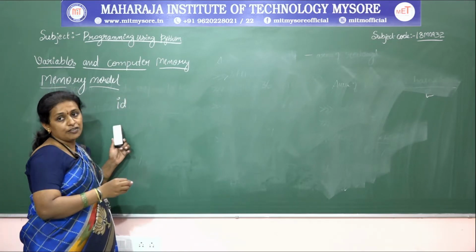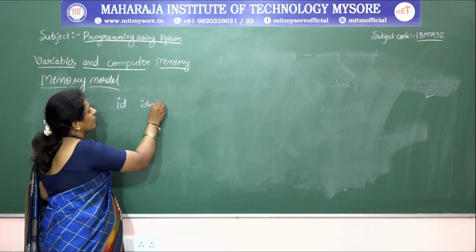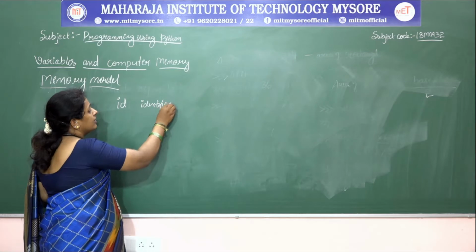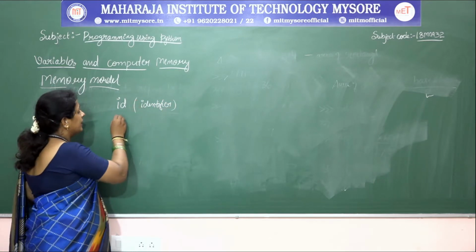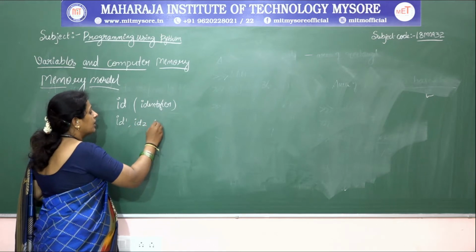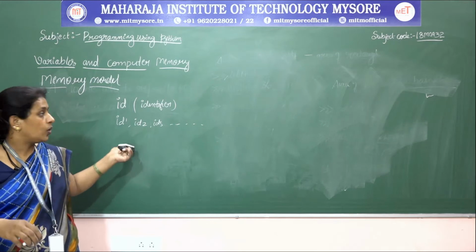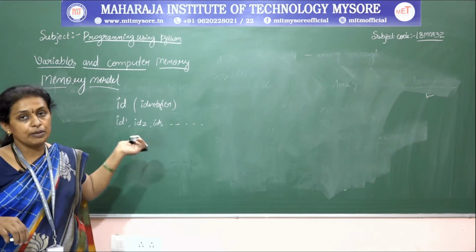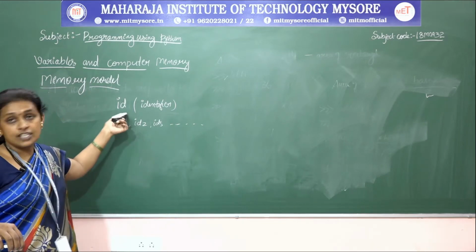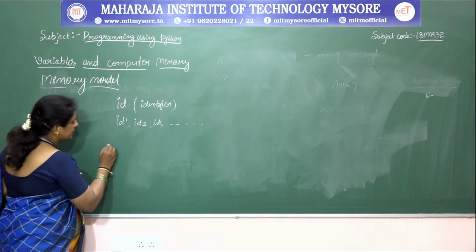ID is the short form or a prefix of identifier, and the memory address will be in the form of id1, id2, id3. Like this, we are going to identify the memory location, or we are going to mark our memory address with a prefix called id. Okay. So let us take an example.